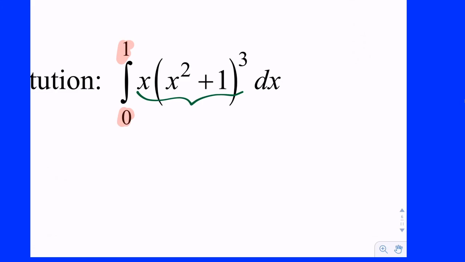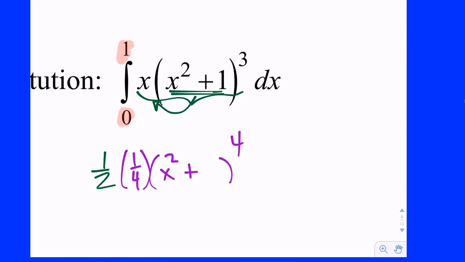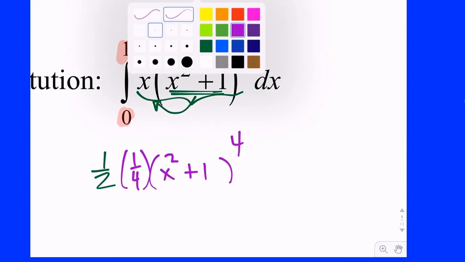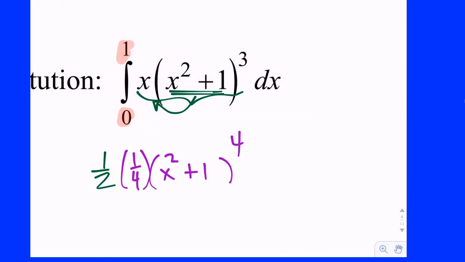X squared plus 1 is my inside function. Its derivative is 2x. We're only off by what? 2. So I've got it. If we're only off by a constant, you got it. 1/2 correction, the x gets packaged up. The rule of integration for blob cubed then is 1/4 blob to the 4th. So I was able to find the antiderivative. Do I need the plus c? No. It's a definite integral. So now we'll just evaluate it from 0 to 1.